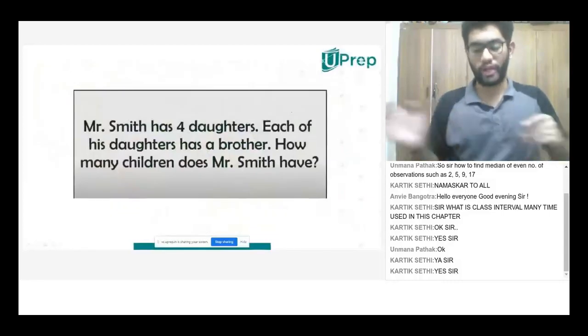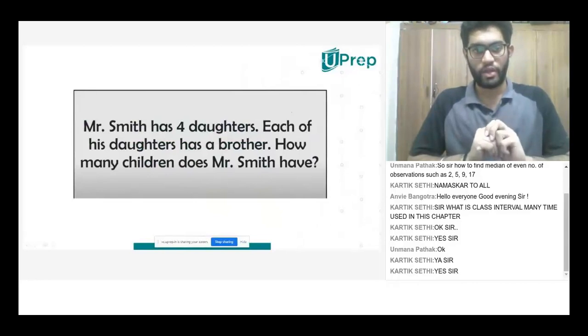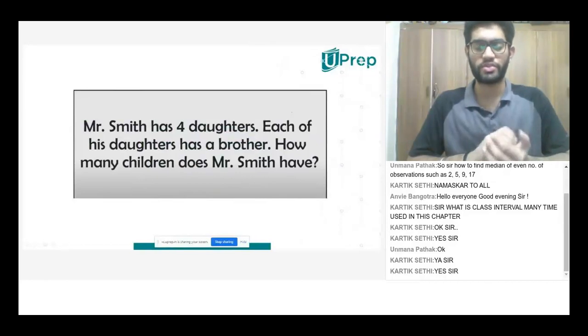Okay. So anyway, before starting, as always, a question for you. It says Mr. Smith has 4 daughters and each of his daughters has a brother. How many children does Mr. Smith have?